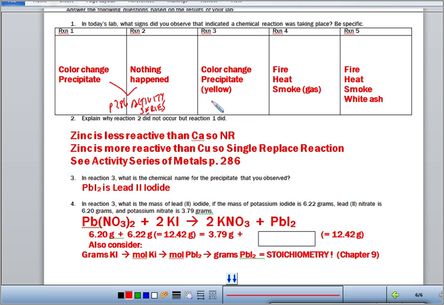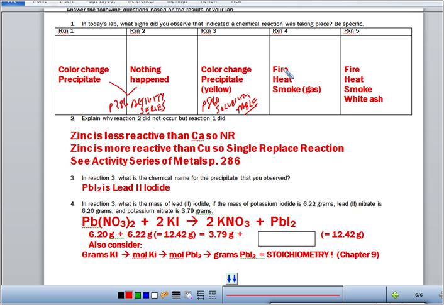So this would be page 860. This is the solubility tables. And if you look in our solution chapters, you'll see solubility rules. So what we saw there was a color change of a very, very bright yellow precipitate.